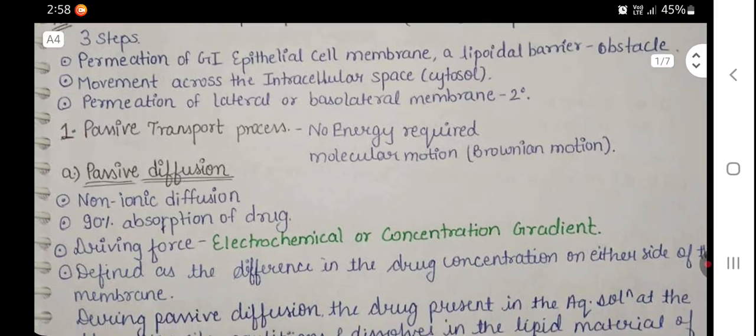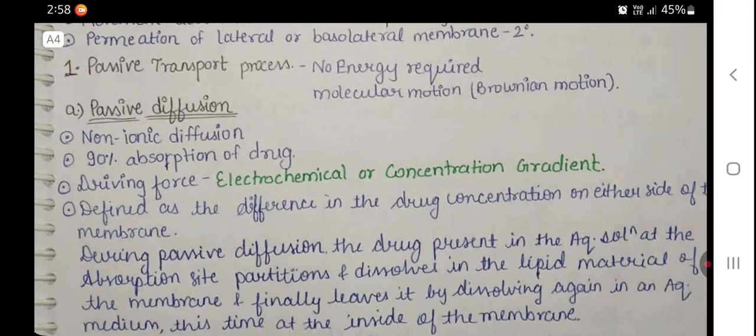Passive transport process, no energy is required other than molecular motion, that is Brownian motion. Passive diffusion, it involves mainly the non-ionic diffusion, and majorly, more than 90% of the drugs are absorbed this way. Driving force which is involved is electrochemical or concentration gradient.